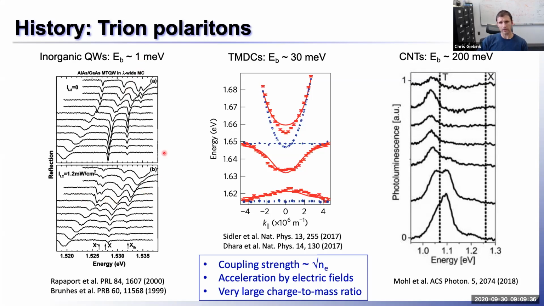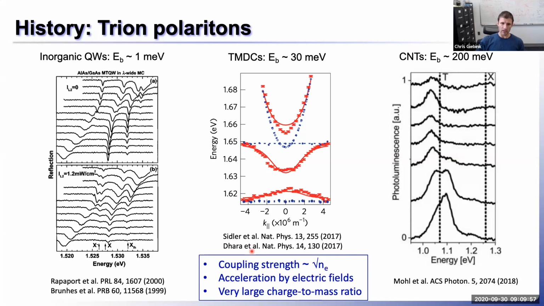But in different systems, you've got trions with much larger binding energy. So 2D materials, transition metal dichalcogenides, will have binding energies for your trion on the order of 30 meV. So you can start thinking about doing these experiments at room temperature. And it's even bigger in carbon nanotubes. You've got binding energies on the order of 200 meV. So this is easy to see at room temperature.